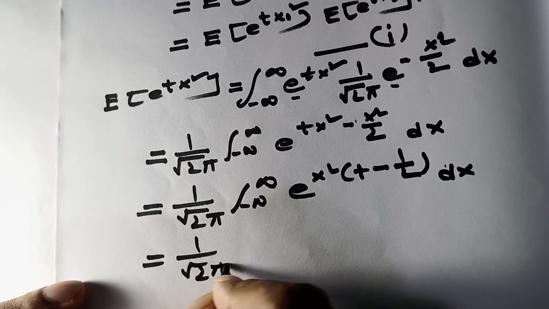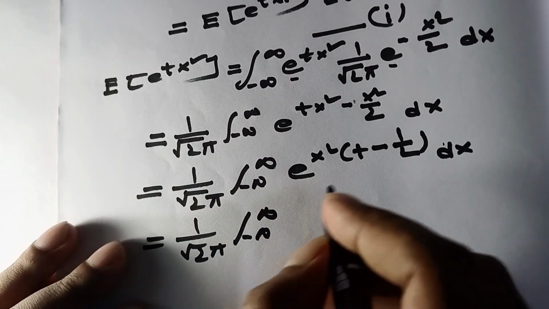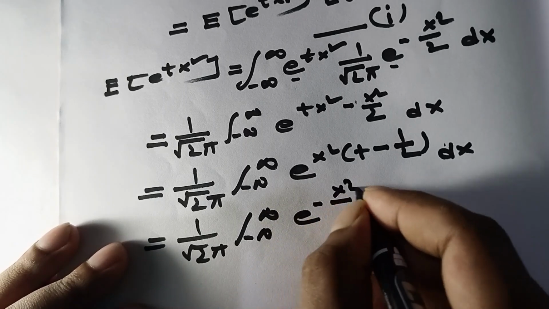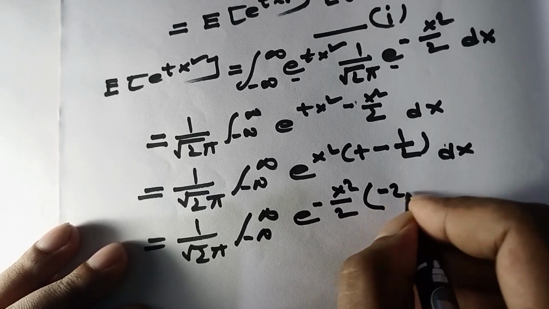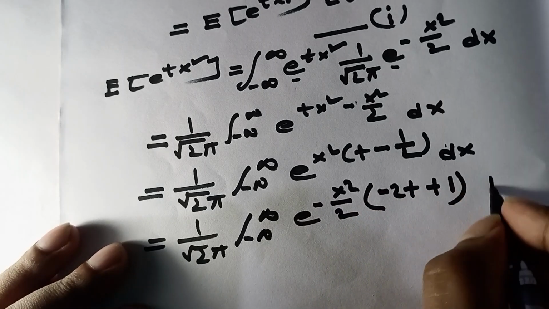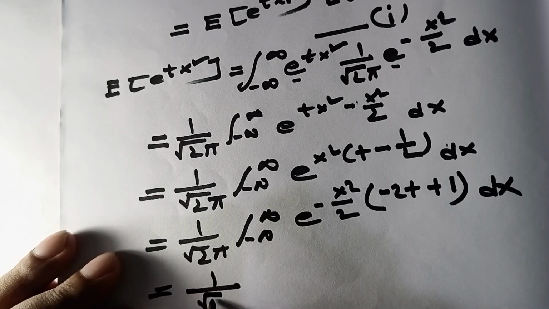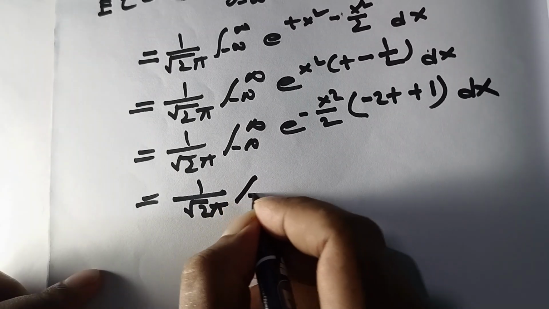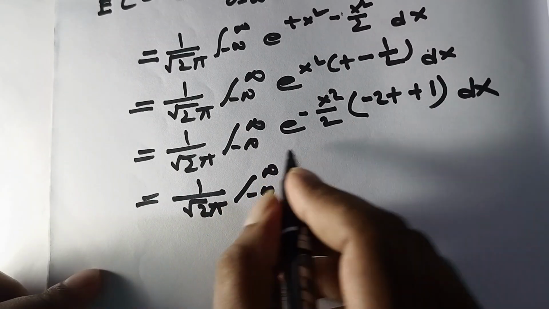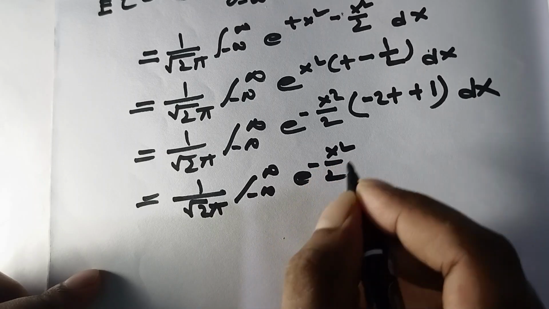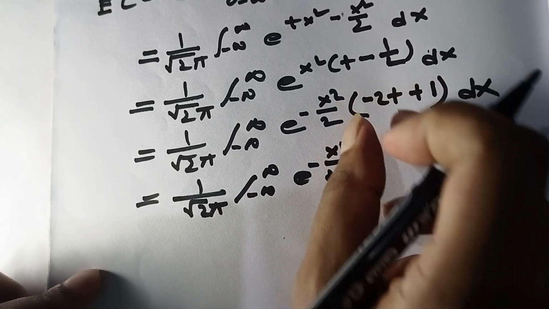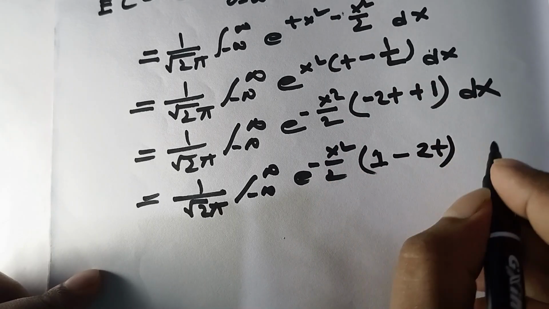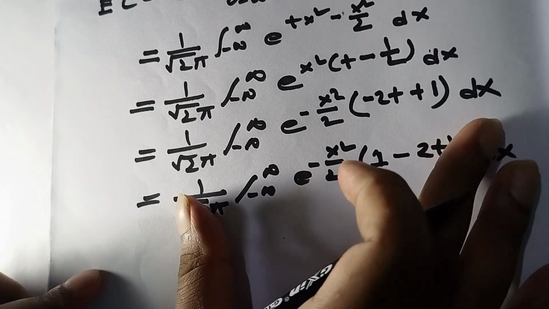1 by root 2 pi, integral from minus infinity to infinity. Now I will take half common inside: e to the power minus x squared by 2 times (minus 2t plus 1), dx. So 1 by root 2 pi, integral from minus infinity to infinity, e to the power minus x squared divided by 2 times (1 minus 2t), dx. That is all for here.